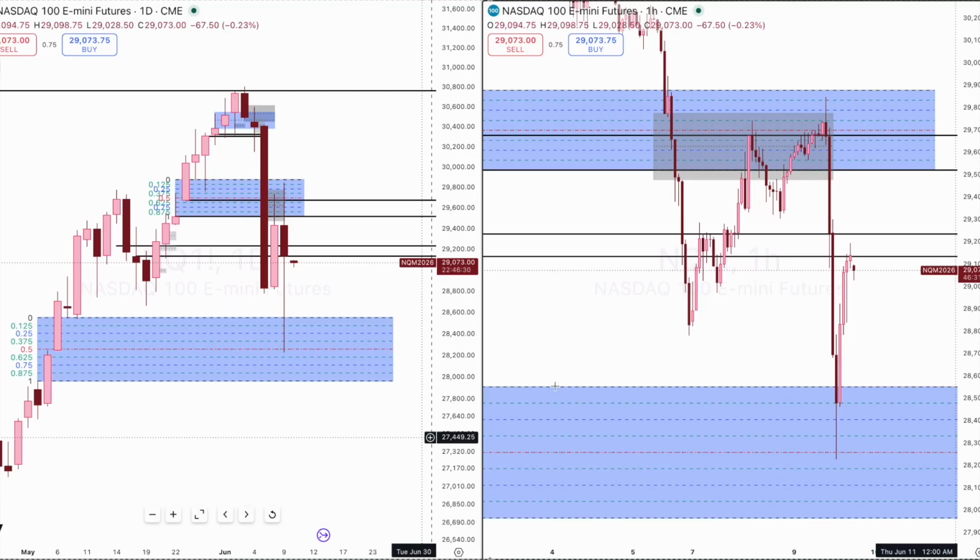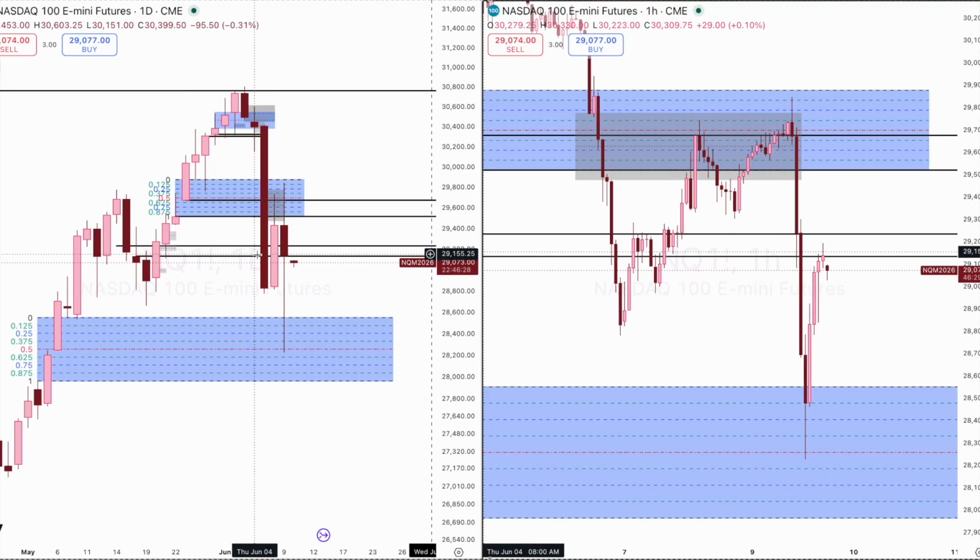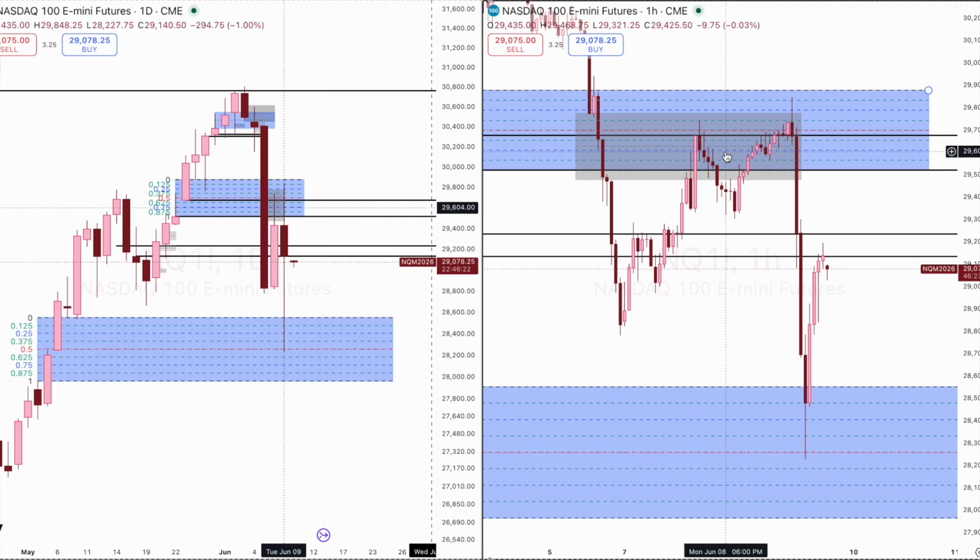Good afternoon, everybody. Welcome to today's trade breakdown. I'm going to be talking a little bit about these higher time frame confluences on the daily and some hourly.